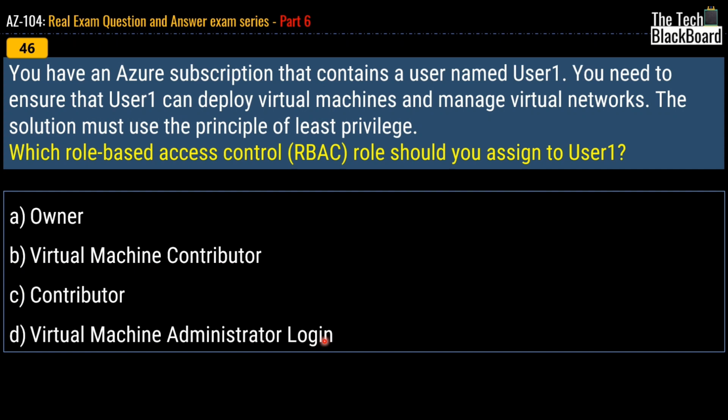Now, two important things here: the user must be able to deploy virtual machines and he should also be able to manage virtual networks. And the second important thing is that whatever role you assign to user1 must use the principle of least privilege. What that means is that the user should only be able to deploy virtual machines and manage virtual networks. He should not get any access more than needed to do this job. So now let's understand the RBAC roles listed here on the Microsoft documentation, and then we will come back to find out the correct answer.